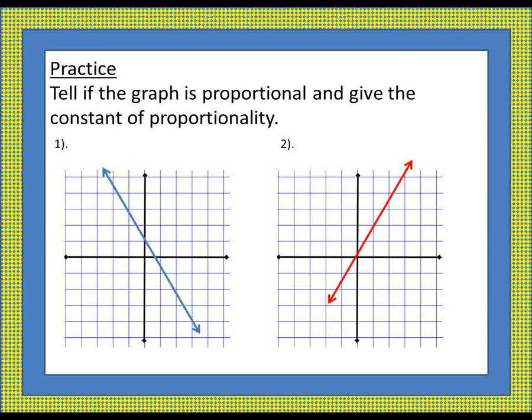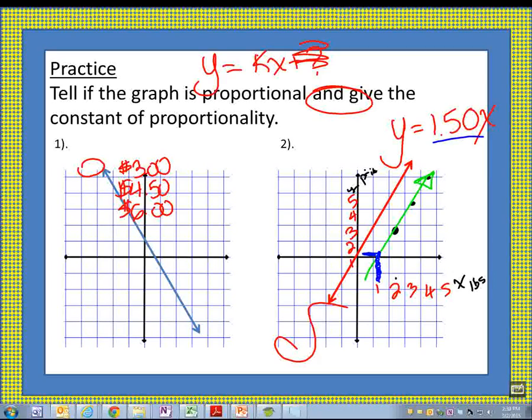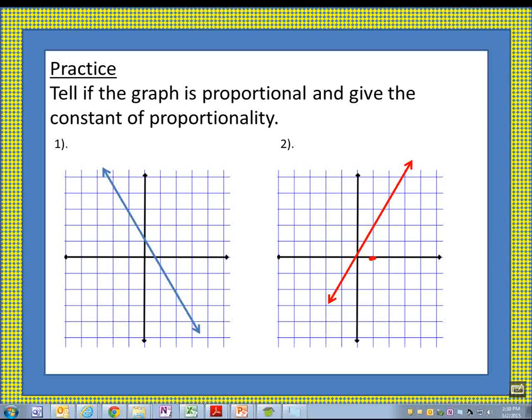Real quick, tell if the graph is proportional and give the constant of proportionality. Number 1, is that proportional? Why? Beautiful. Yes, it does not go through the origin, so it's not proportional. That's one of the 2 things you need to memorize for today. The next one, is that one proportional? Yes, it is. When I want to find out what the COP is, I go to 1 here, and I go up to 2 on the y-axis, because here's 1. So the COP equals 2. Just 2. They just want the COP.